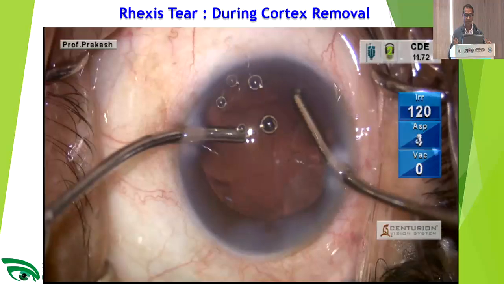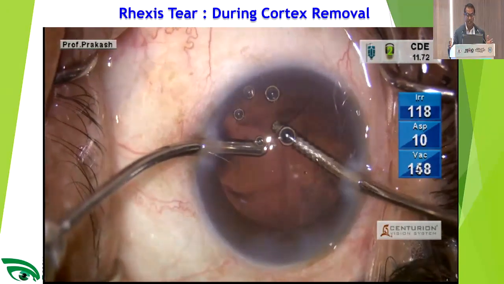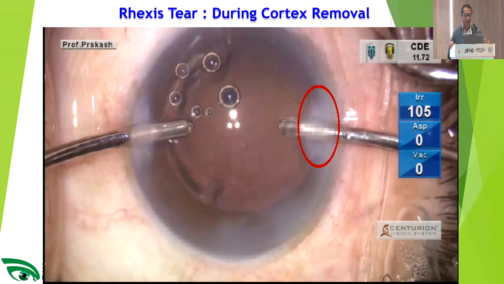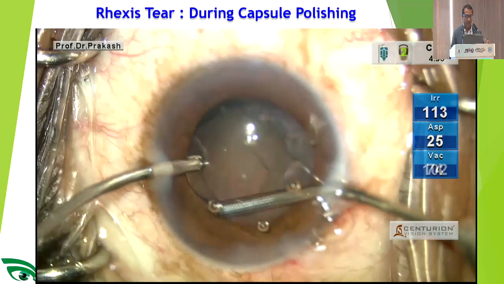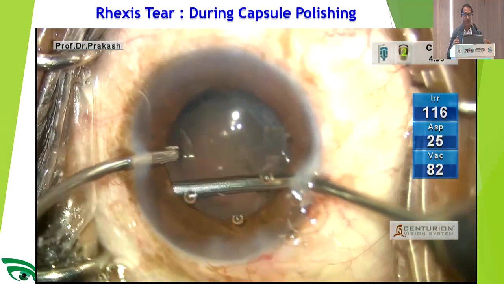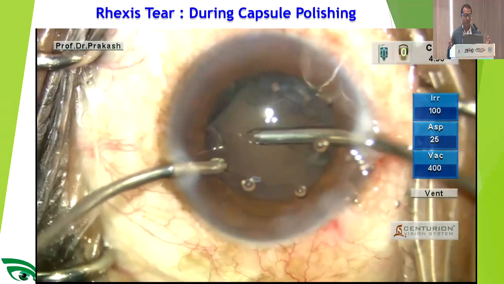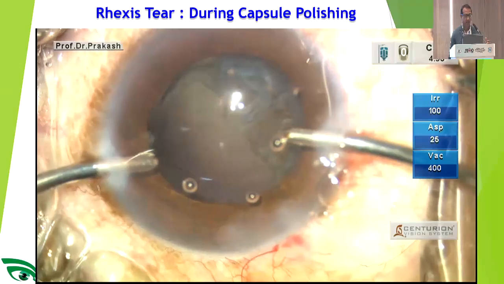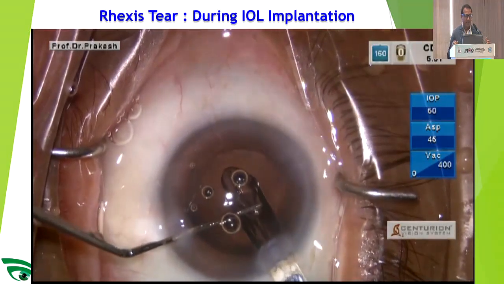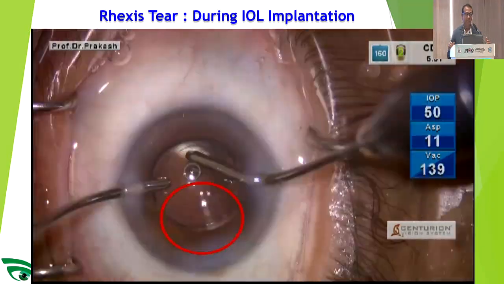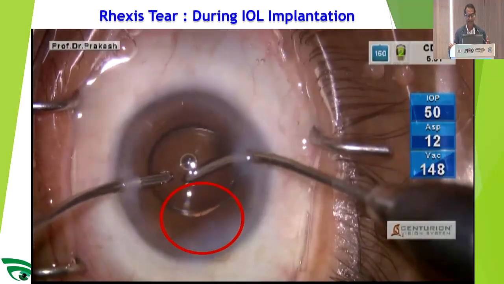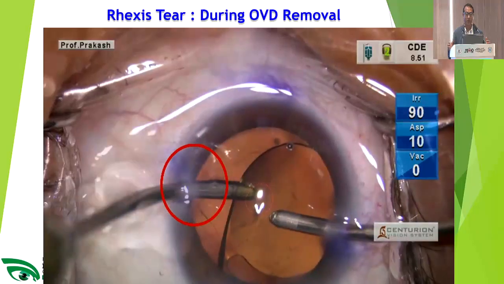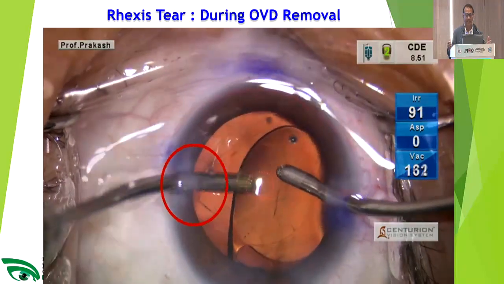Here, due to excessive bending of the irrigation aspiration handpiece, a rhexis tear occurs during removal of the cortex with the bimanual IA. In this clinical video, we can see that during polishing of the anterior capsule, the rhexis tear occurs. Here, during IOL implantation, the rhexis tear occurs. Here, during removal of the OVD from behind the IOL, we can see the rhexis tear occur.